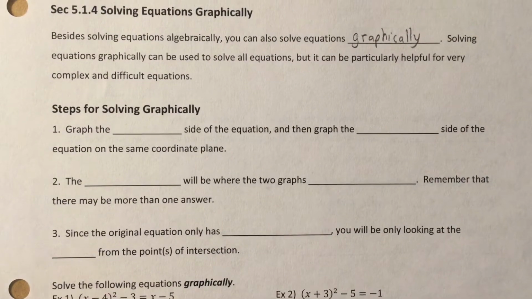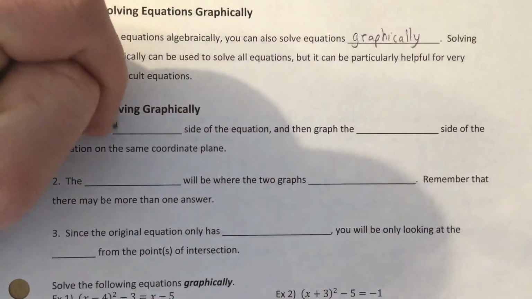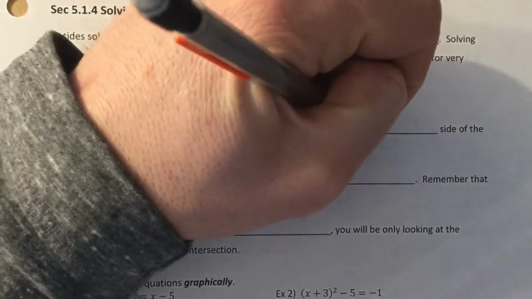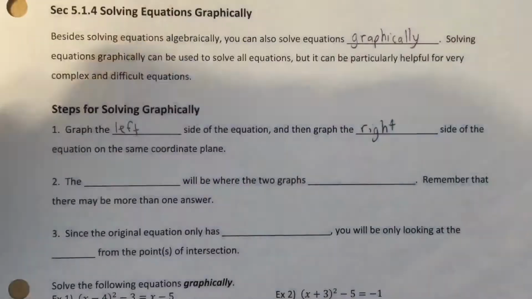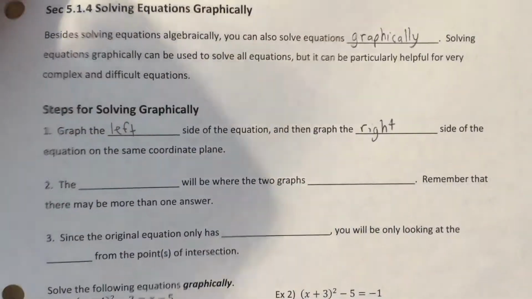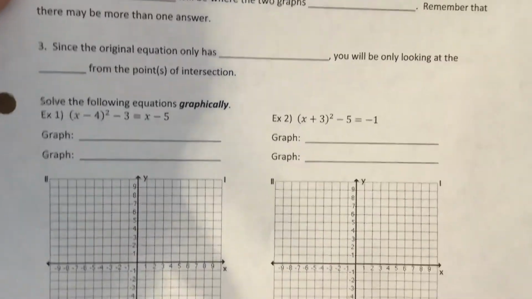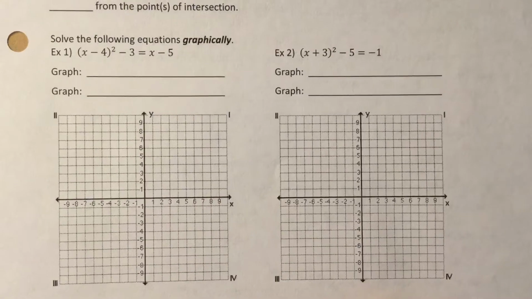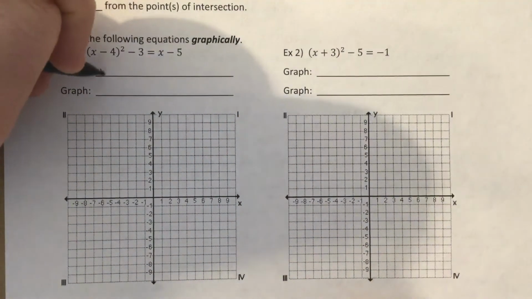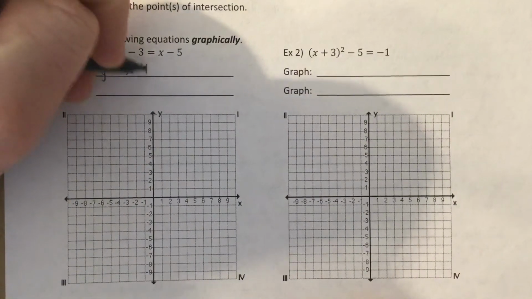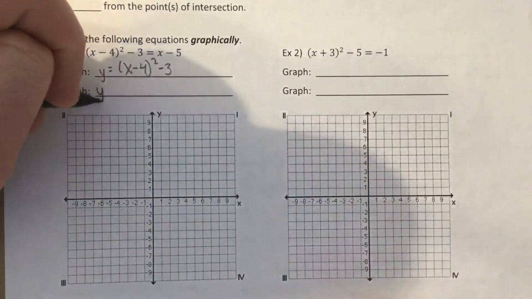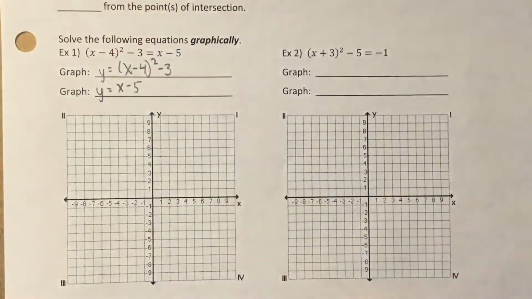So here are our steps. You're going to graph the left side of the equation and then graph the right side of the equation on the same coordinate grid. So let's do that. Step one down here. We're going to do this first one without a calculator or anything. We're just going to graph it by hand. So the left side's right here. So I'm going to graph y equals (x minus 4) quantity squared minus 3. Then I'm also going to graph the right side, which would be x minus 5.